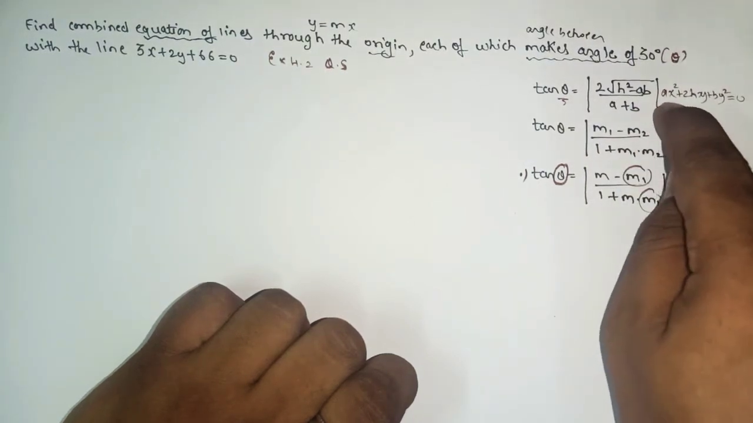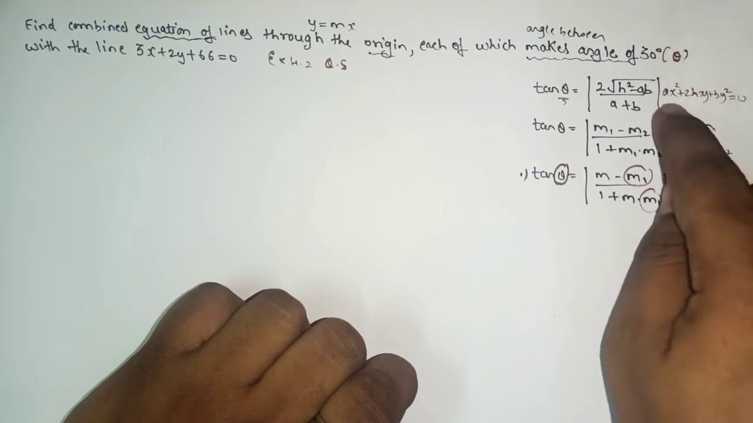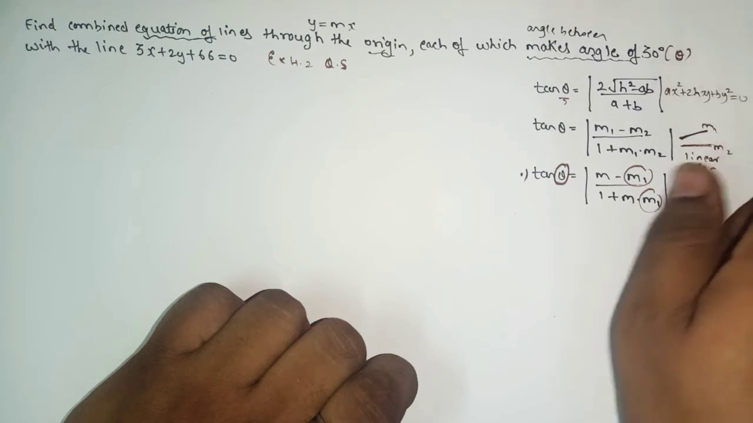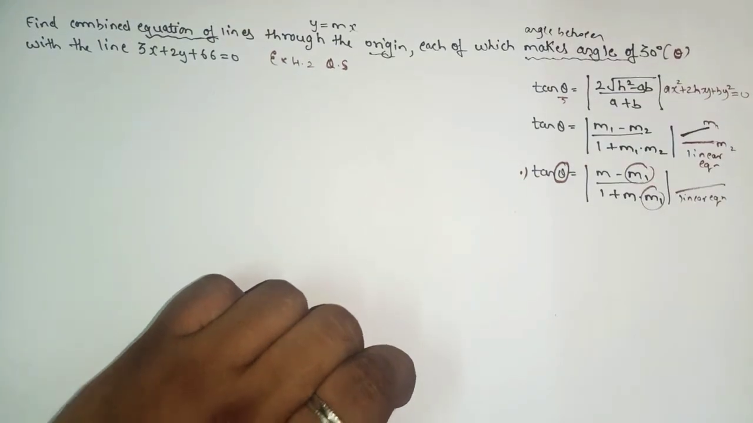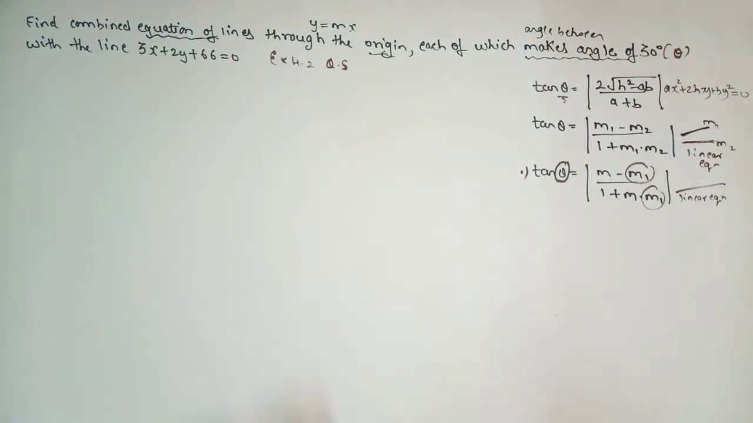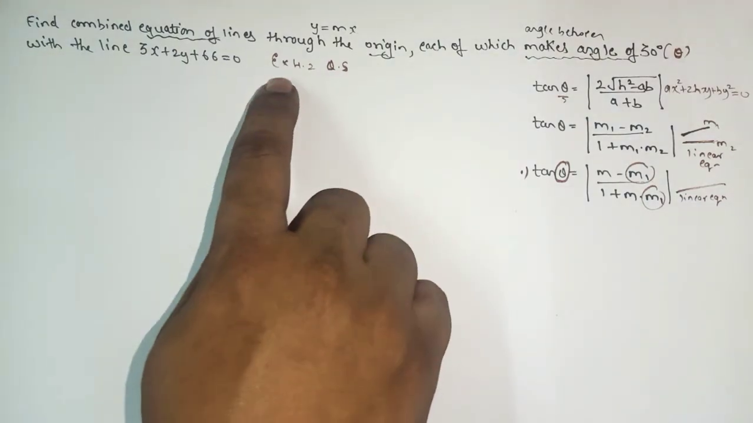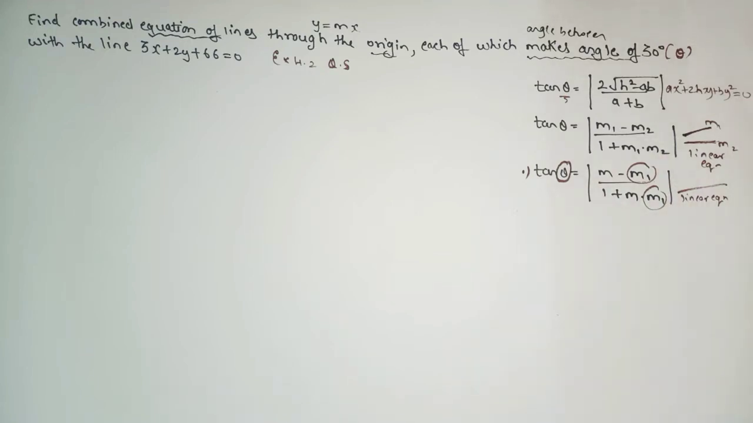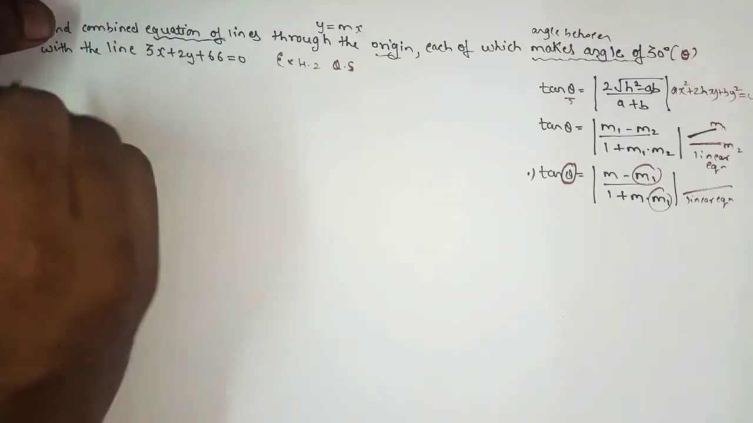Whenever you have two linear equations, two equations of lines, apply the second formula. When the equation contains a quadratic form, that is ax square plus 2hxy plus by square equals to 0, then you have to apply the first one. So we come to the conclusion that for exercise number 4.2 question number 5, we have to solve this sum using formula number 3. Understood? Okay, so now we'll start the presentation part.